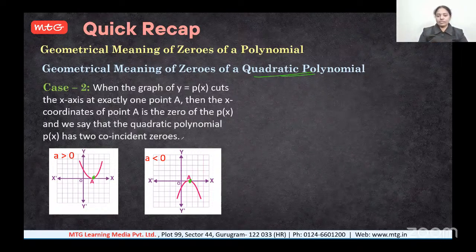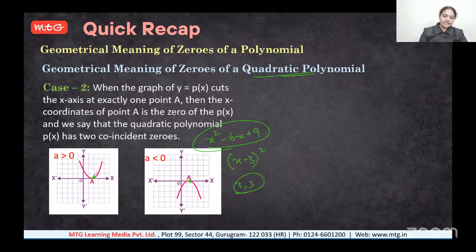For example, if we have a quadratic polynomial x square minus 6x plus 9, and you draw the parabola of this, it will touch the x-axis at only one point, because this is the standard form of (x minus 3) whole square. So both its zeros are 3 and 3. That is why it touches the x-axis at only one point. So this is the scenario where such things happen.